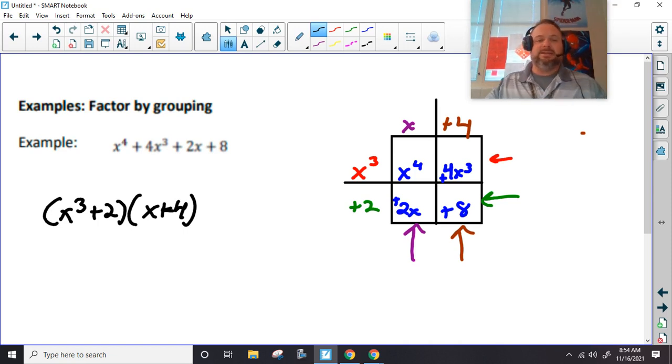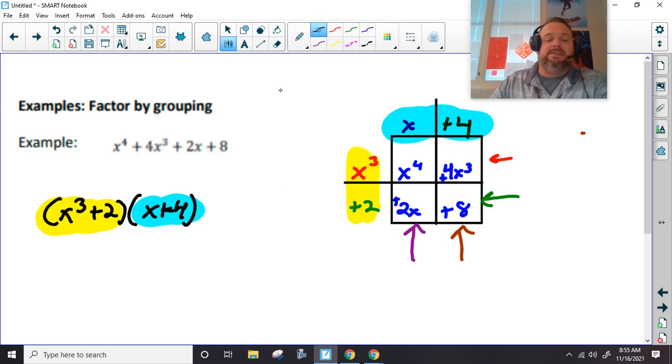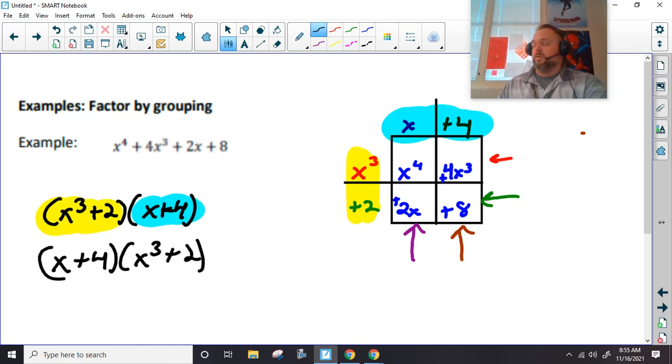So I write, if you look, these are right here, and these are right here. As long as the X, you could actually write this as... the order doesn't matter as long as those that are grouped together stay the same. Does that make sense? Okay, that's good. All right.